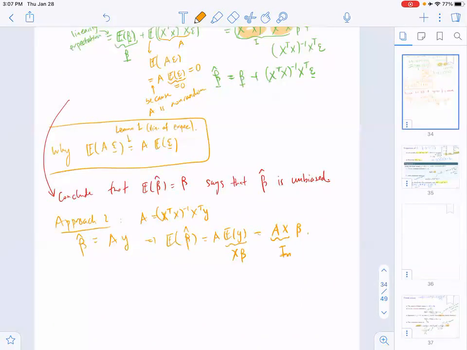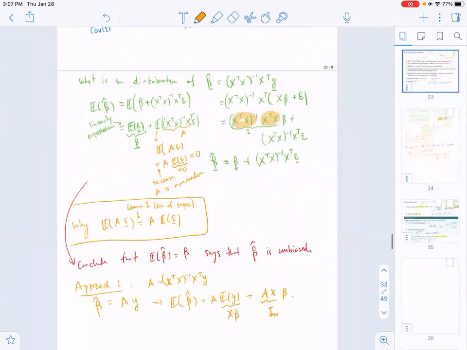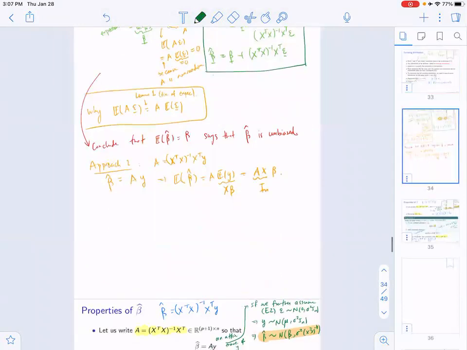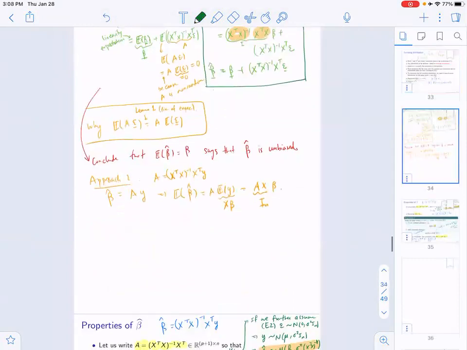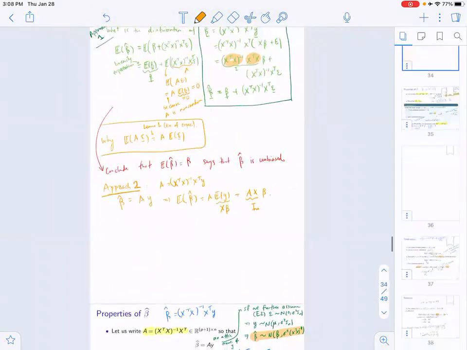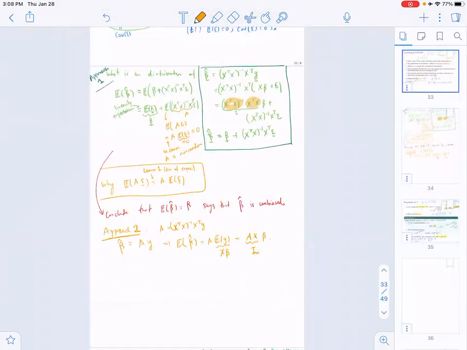So this is another, more direct approach, but the first is also interesting. Sometimes it's helpful to simplify the expression first. That was also a nice approach. So that was approach 1, and this is approach 2. Okay. Questions?